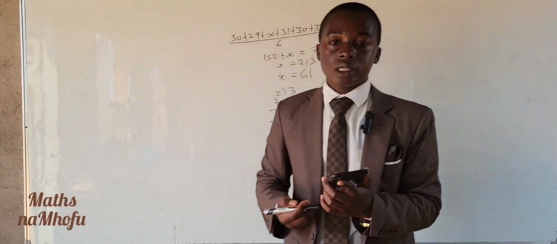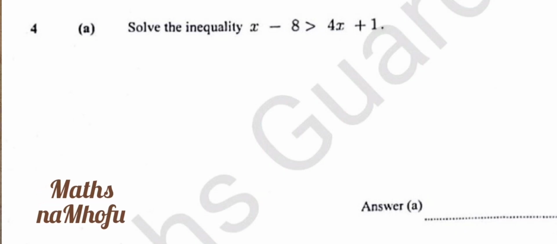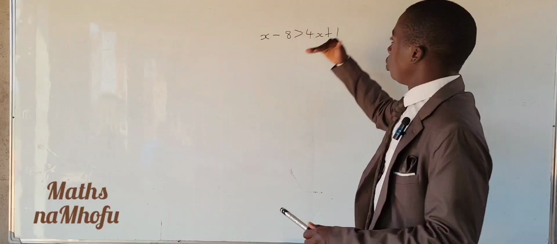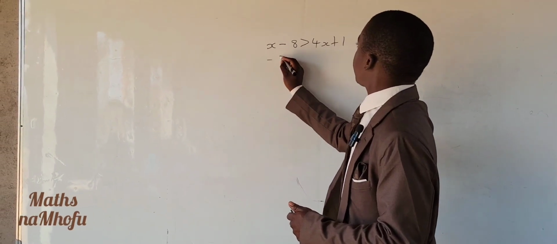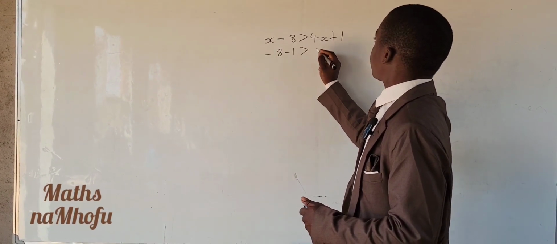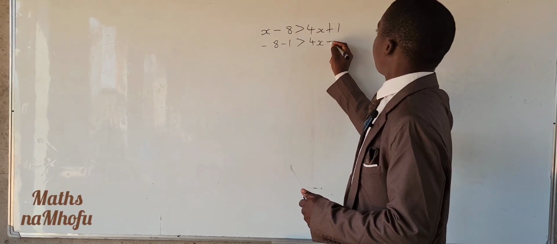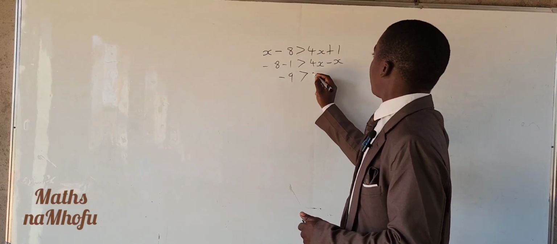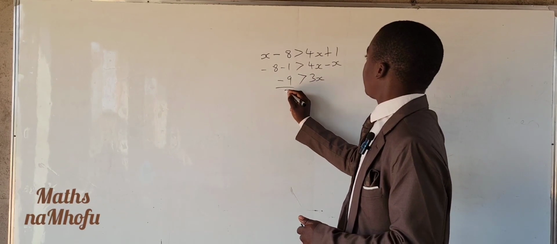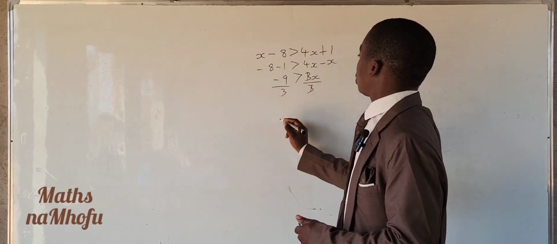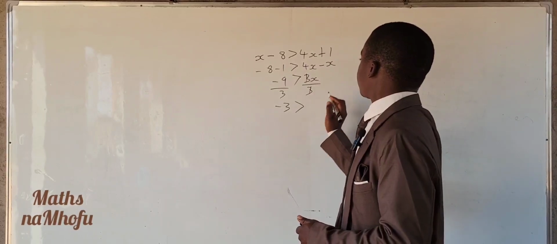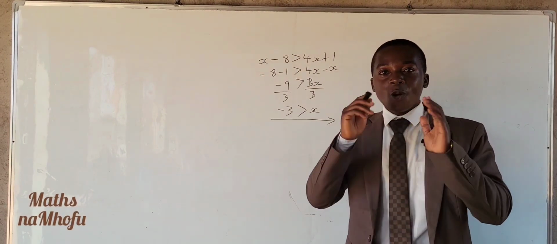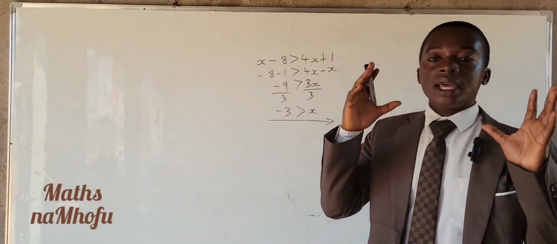Now, let's move on to the next question. Solve the inequality. It's very simple. You solve it the same way you do equations, but you must make sure that you maintain the sign. So negative 8, negative 1, change sign, 4x minus x. So negative 9 greater than 3x. Then you divide both sides by 3. So you end up with negative 3 is greater than x. This will be our final answer. On inequalities, always avoid dividing with a negative.